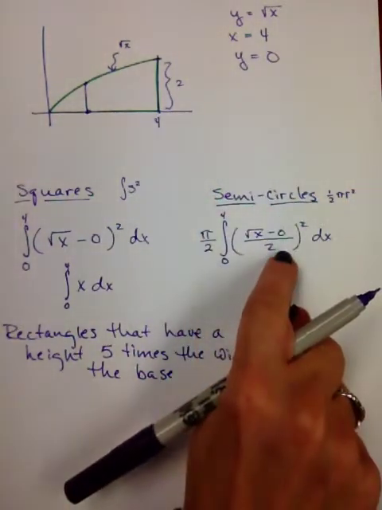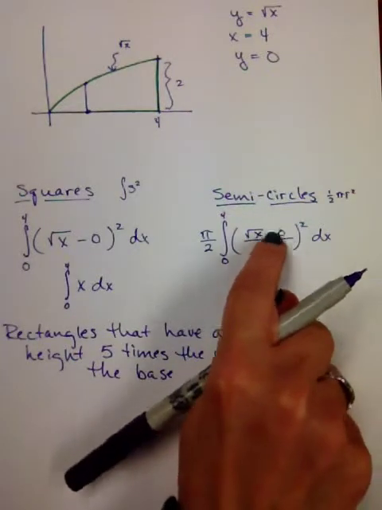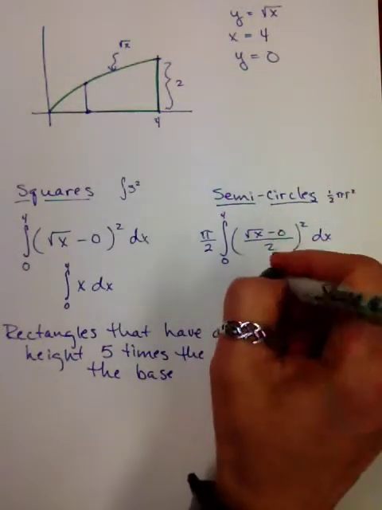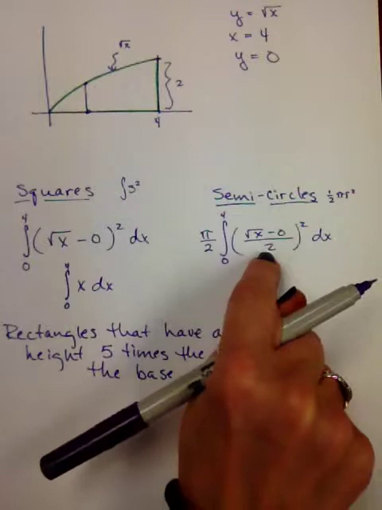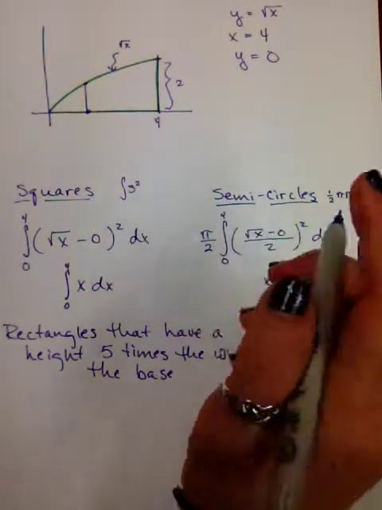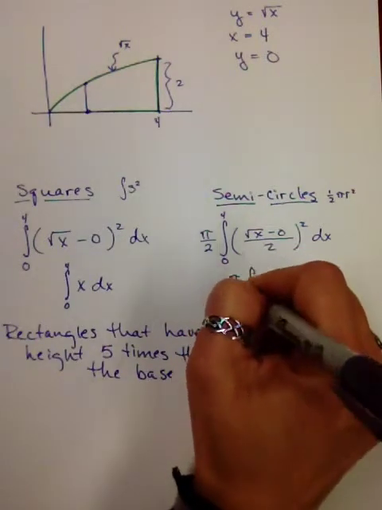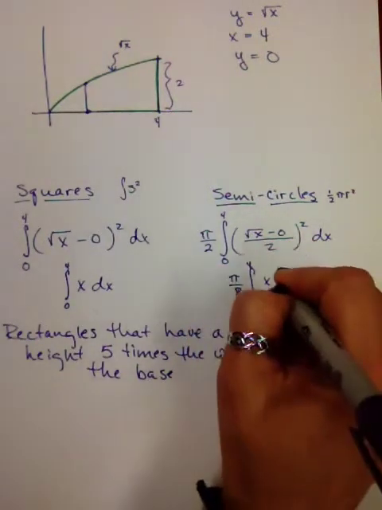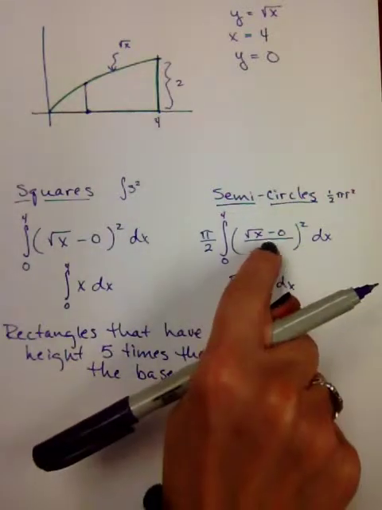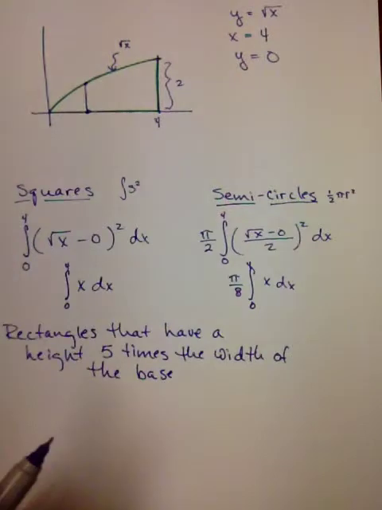And if I simplified this, the square root of x minus 0 is just the square root of x. When I square it, I'm just left with an x. The 2 squared in the denominator is 4. I can bring it out as a pi over 8, the integral from 0 to 4 with respect to x. And this is because it's a 1/4 here times a pi over 2 is pi over 8.